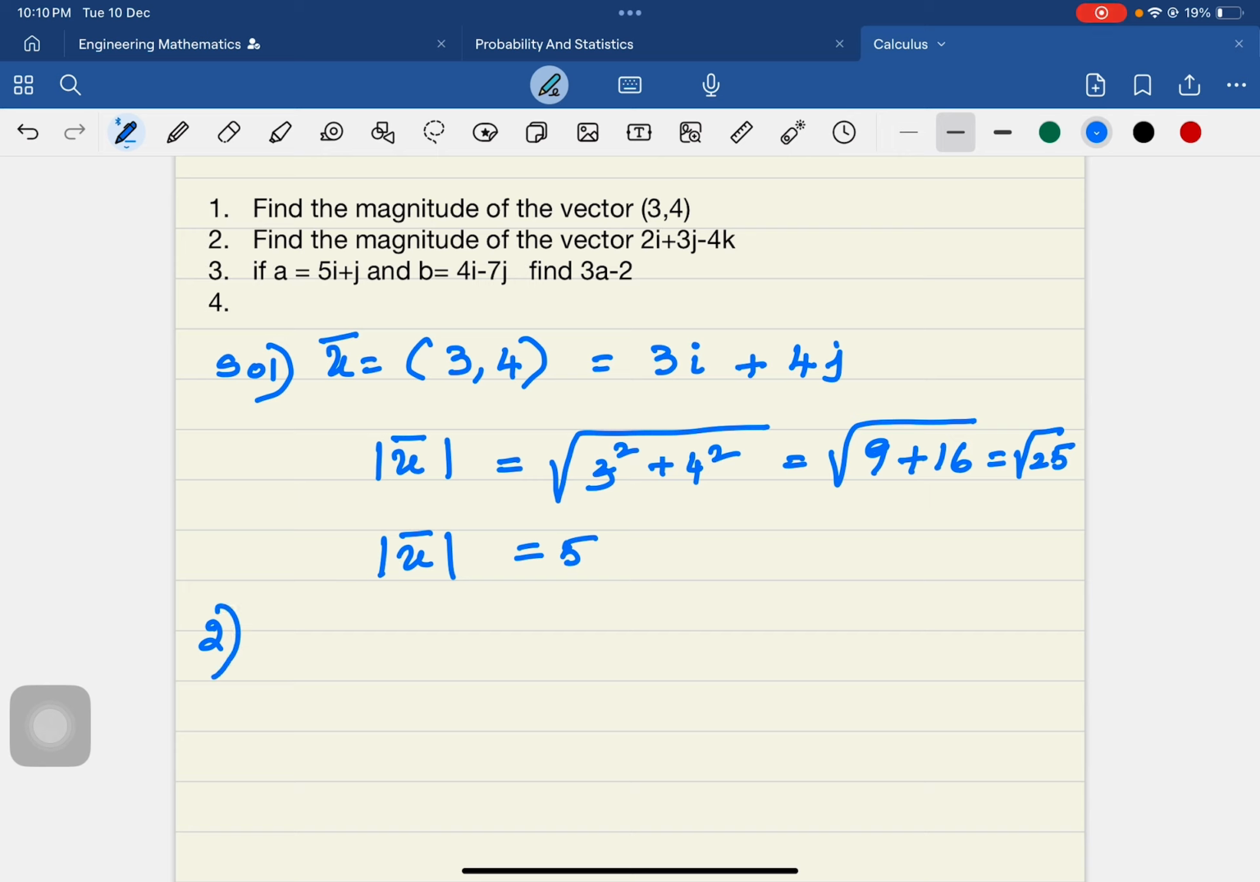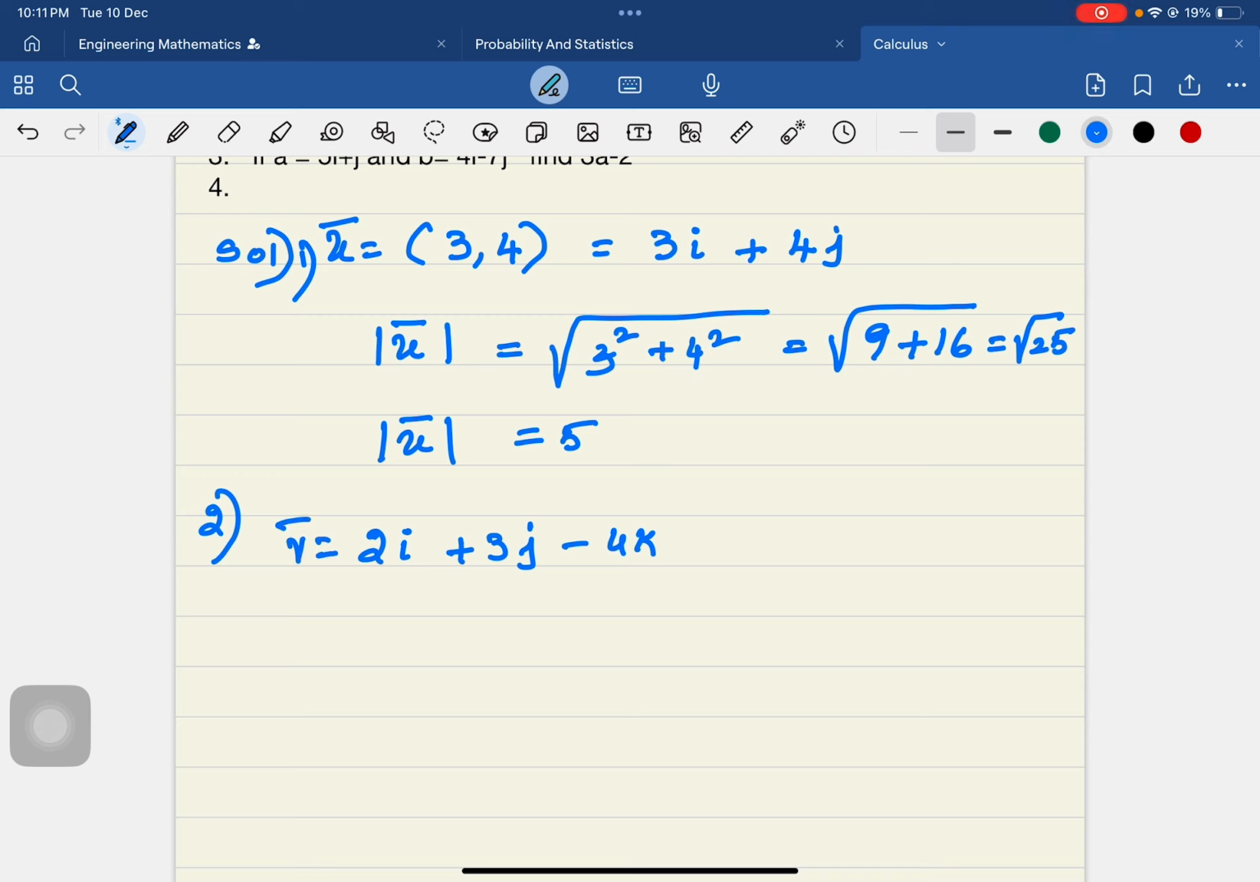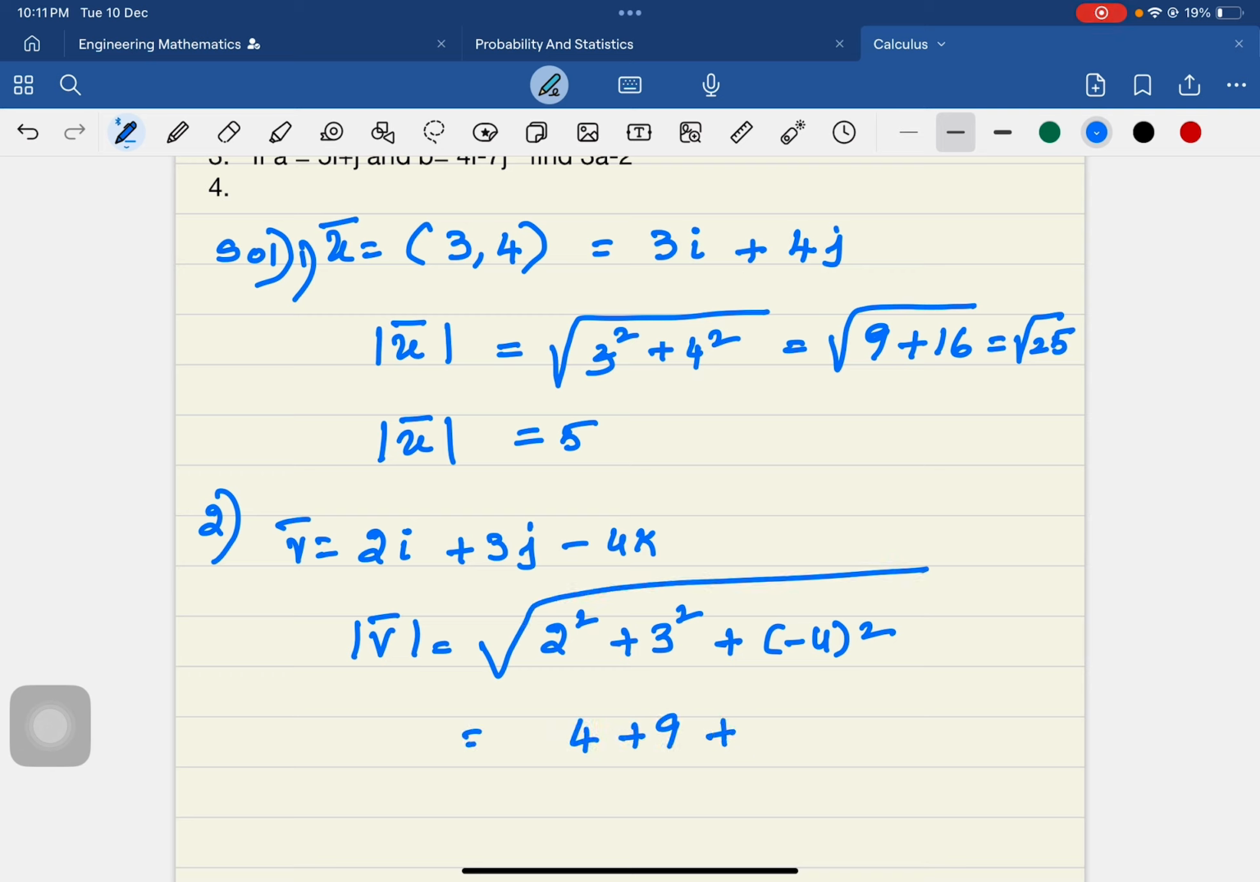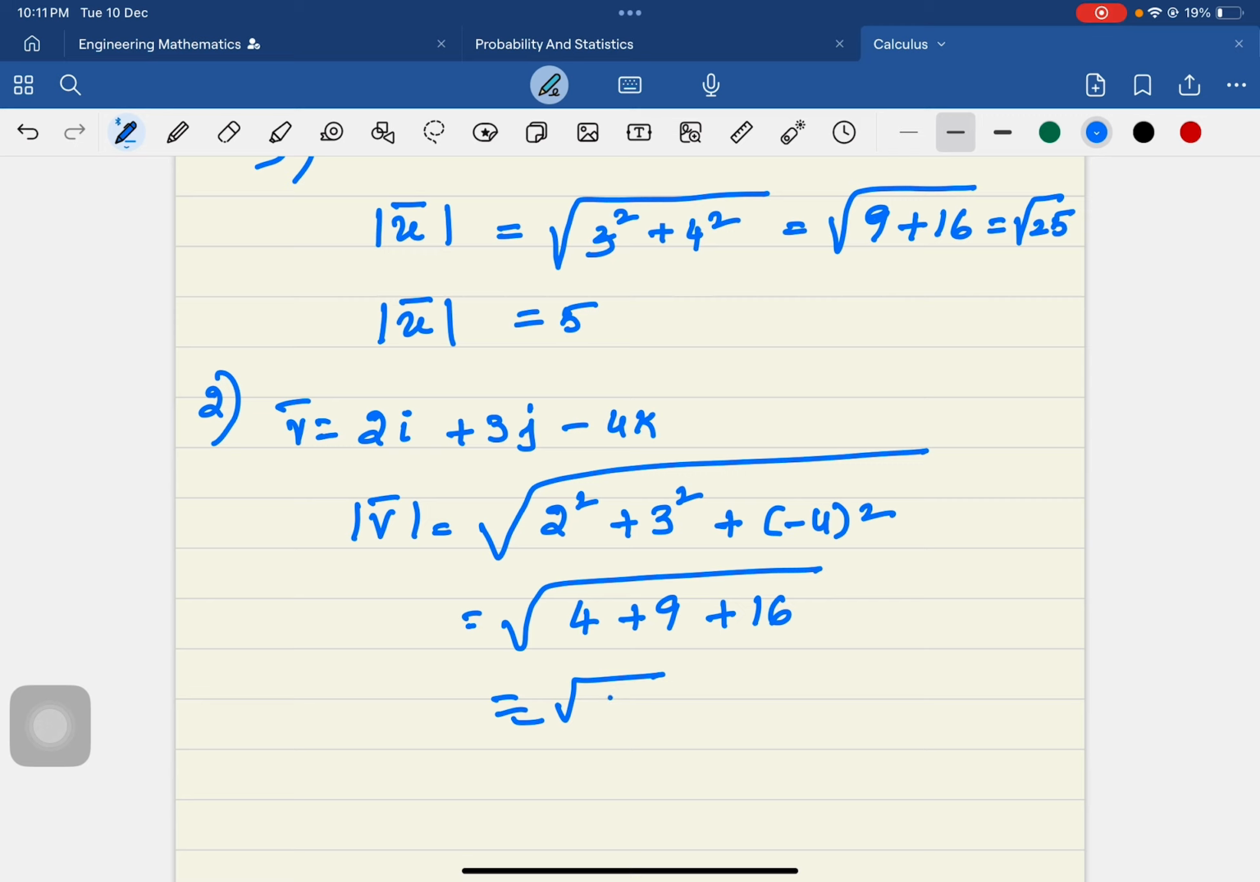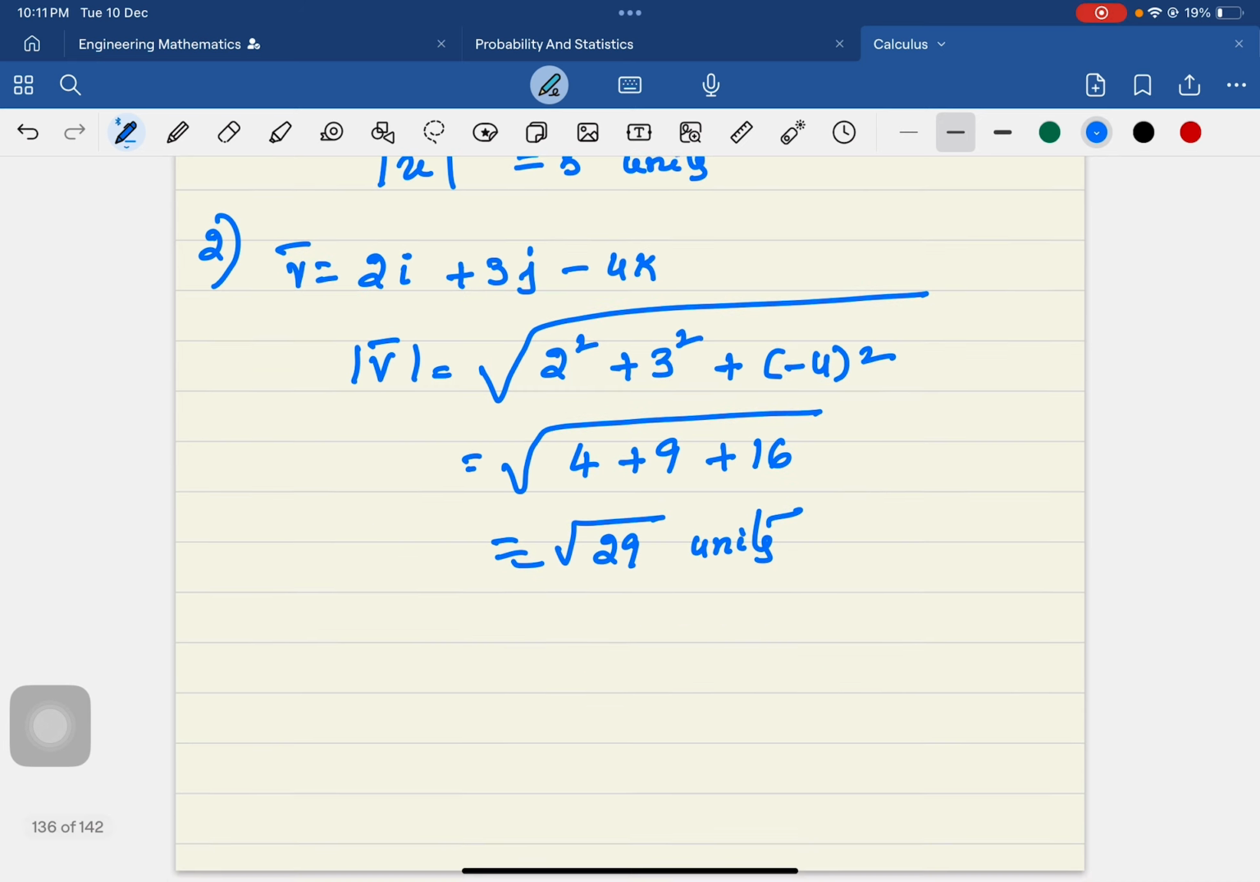Let us now do the second problem. Find the magnitude of the vector 2i plus 3j minus 4k. Now let us call this vector v. Then the magnitude of v is the square root of 2 square plus 3 square plus minus 4 the whole square. That gives you the square root of 4 plus 9 plus 16, so this is square root of 29. Of course, the magnitude means the length. Magnitude is nothing but the length.